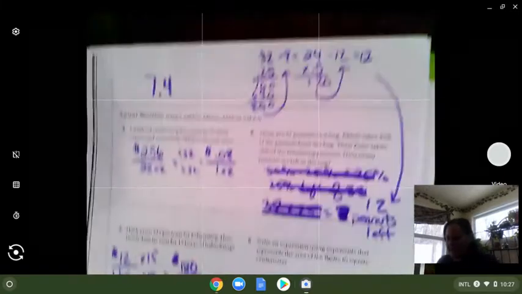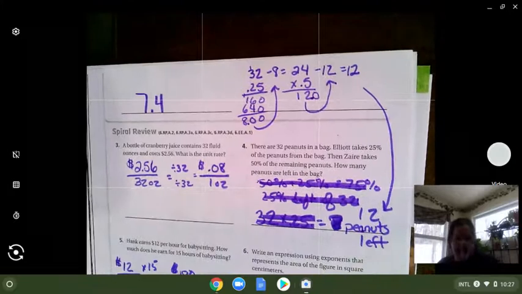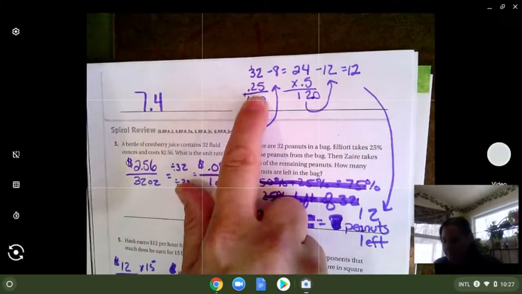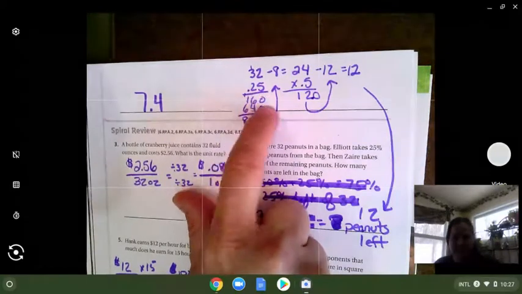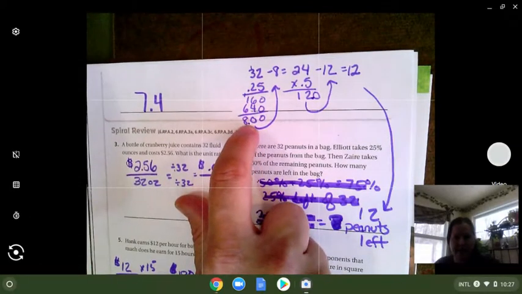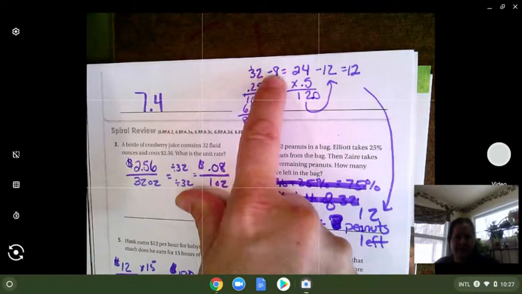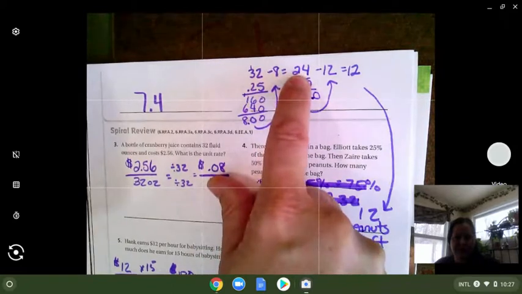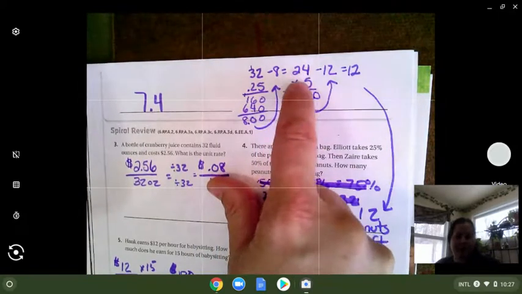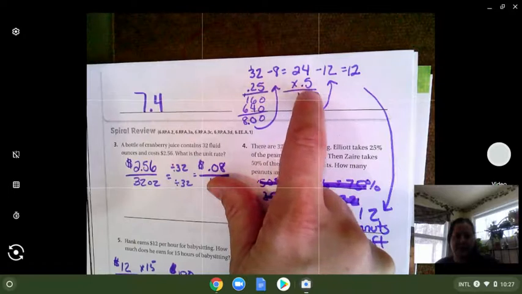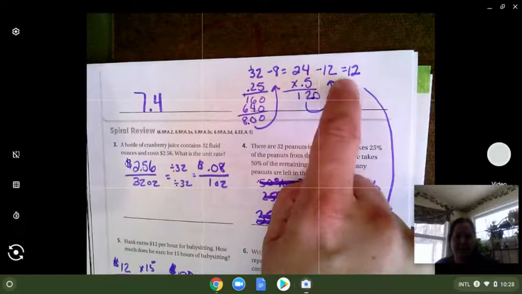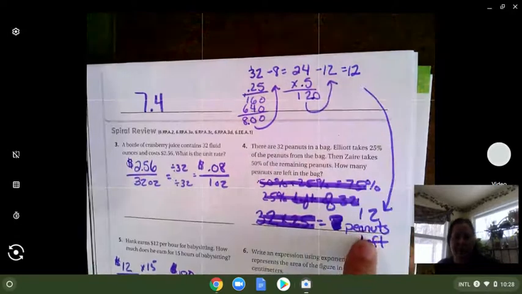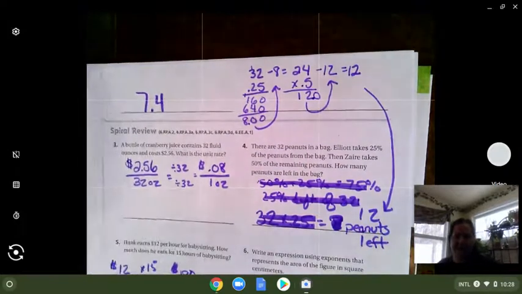So let me show you on the top what I did here. You can see it better. I did 25% of 32. So I took my 25% and made it into a decimal, multiplied it all out, and that would be 8 of those. 8 peanuts, right? So we take away those 8 peanuts and we're left with 24 peanuts. Then of those 24 peanuts, we take 50% of those, which would be 0.5. Multiply times that will give you 12 of the peanuts. So we take those 12 away and we're left with 12 in the bag. So that's how I figured that one out.